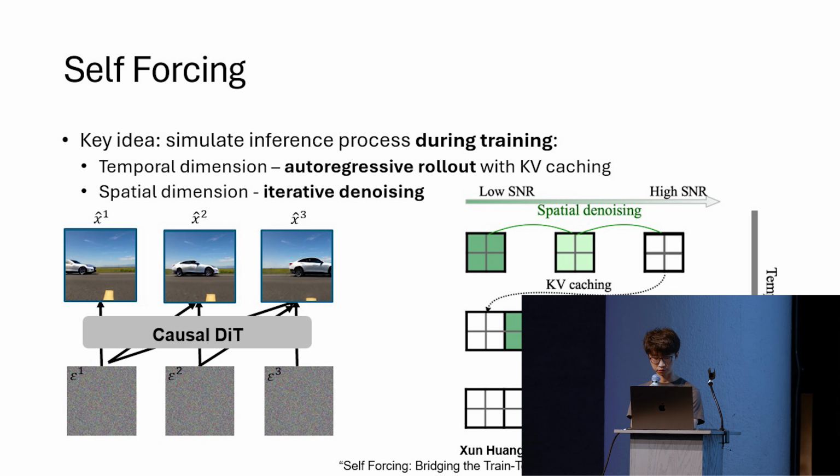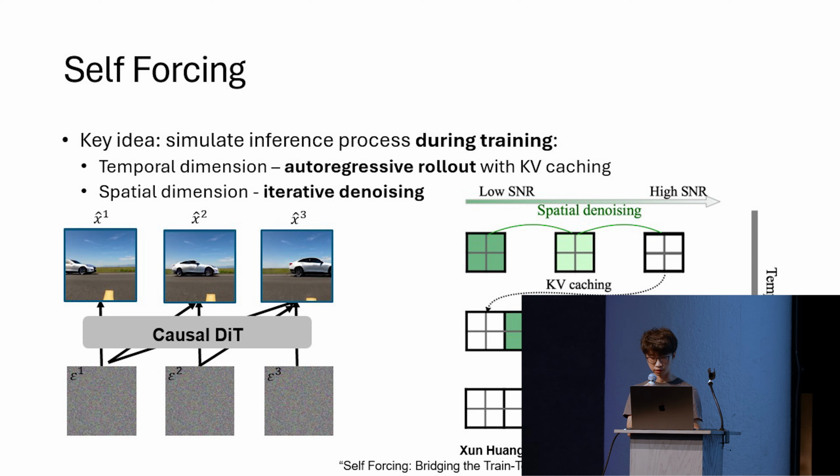For the next frame, it takes the clean first generated frame and another random noise. It generates the second frame, and it repeats this process again to generate the third frame. This process is how the model in Causvid was used during inference time, but it was not how it was used during training. So here we also use this process during training.